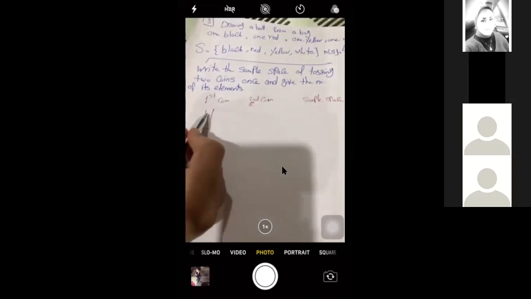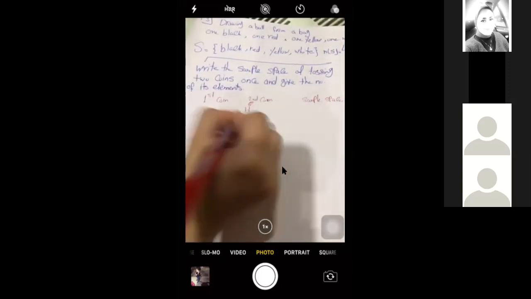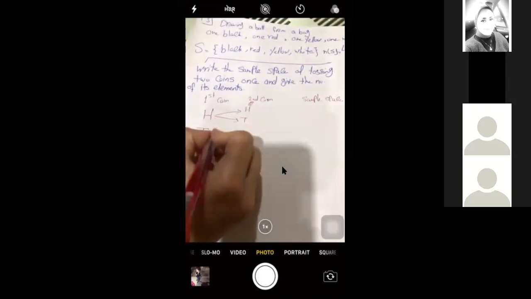When I toss the first coin, I get head. When I toss the second coin, maybe I get tail or head. That means when I toss the second coin with the first coin, maybe it's a head, maybe it's a tail. When I toss the first coin and I get tail, the second coin, maybe I get head or tail.